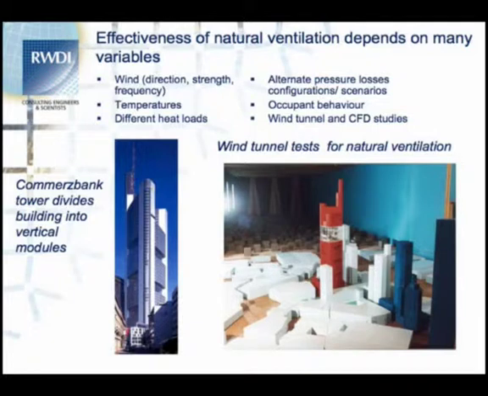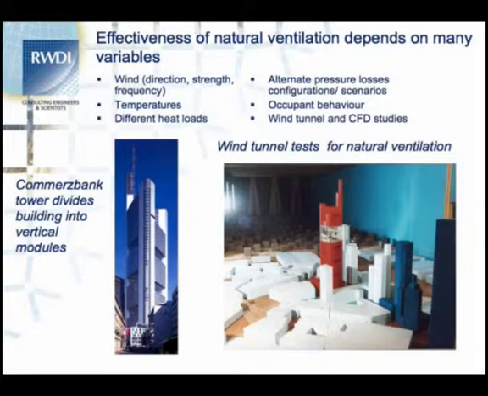This idea of compartmentalizing the tower vertically was used on the Commerce Bank Tower. To make sure this kind of system is going to work, you have to bear in mind a number of variables. There's the wind direction, its strength, temperatures, the differential loads within the building, sources of heat from machine equipment and people. You need to look at a number of possible scenarios with temperatures and wind directions and pressures, and the occupant behavior, the way that they're going to respond.